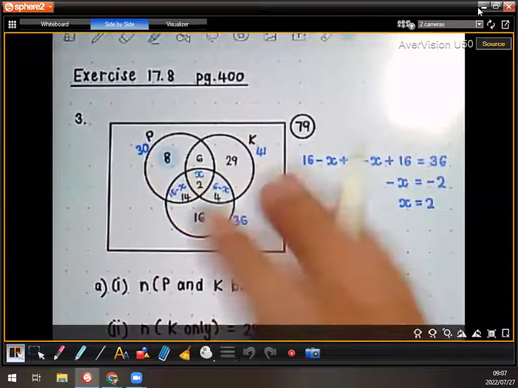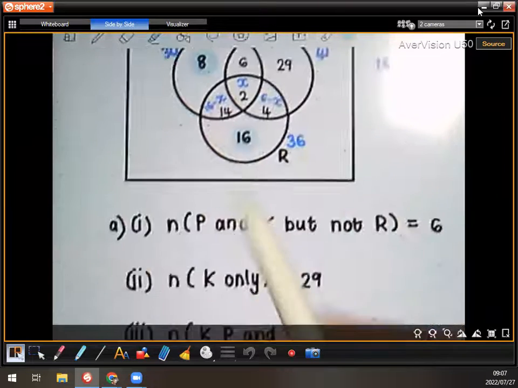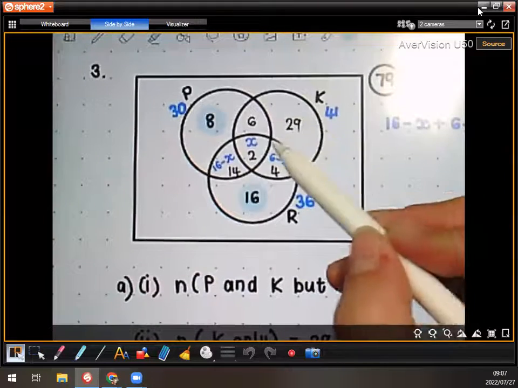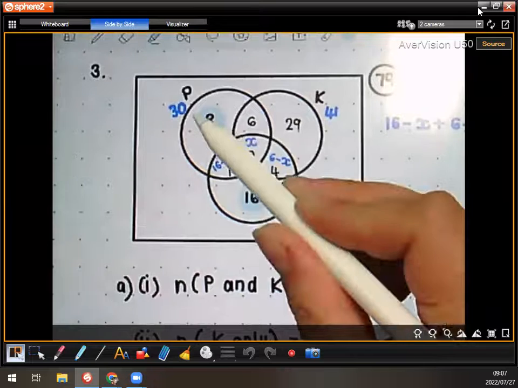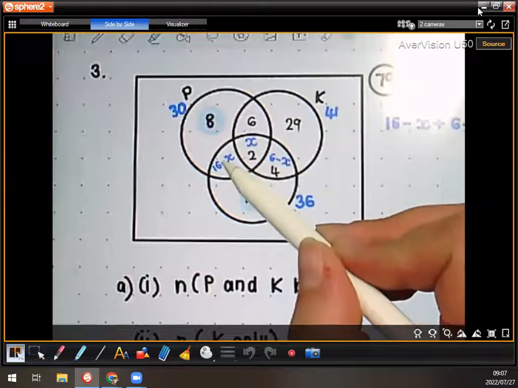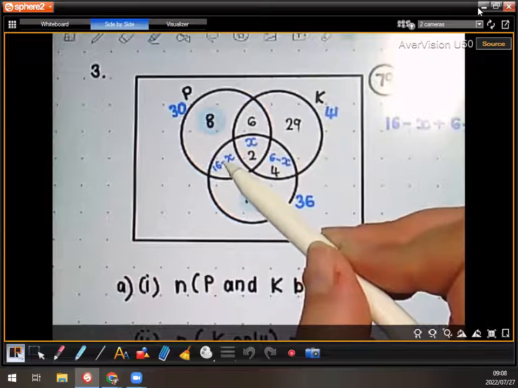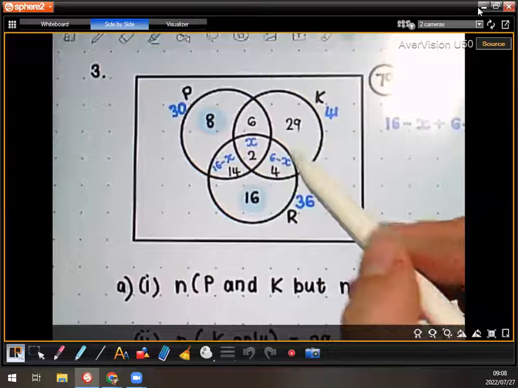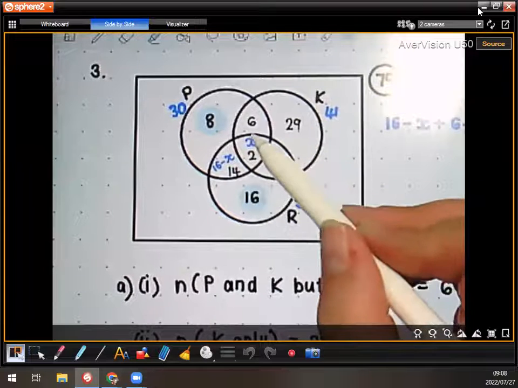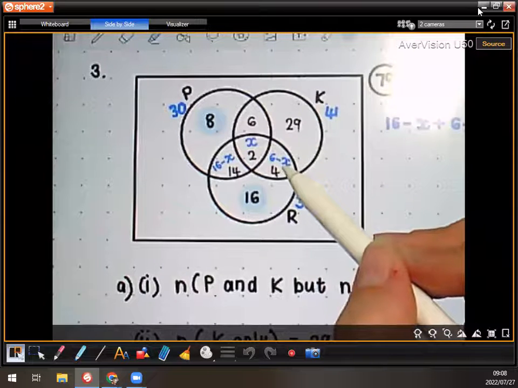Okay, so we make that equal to X. Now, guys, they told us, sorry about that, they told us that 16 people like pop and rap. So if that's X, that has to be 16 minus X. All fine with that. They told us 6 people like Quaker and rap. So if that's X, that needs to be 6 minus X.